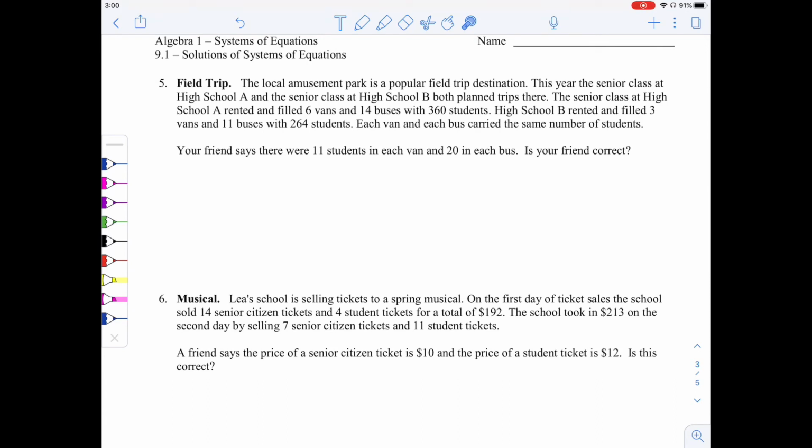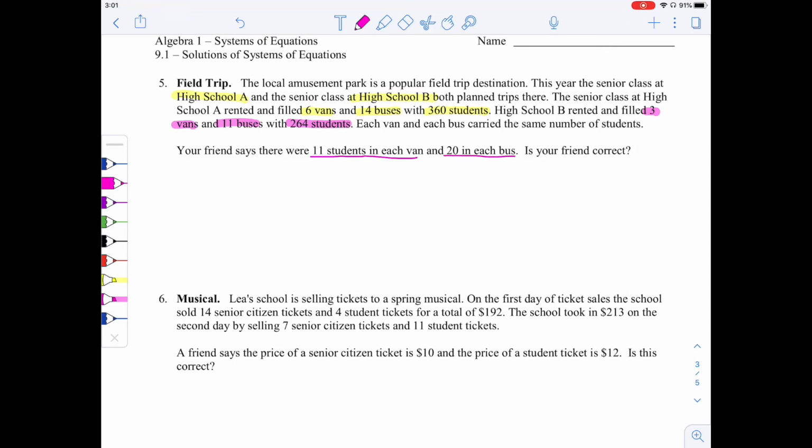Okay, let's try number 5. A local amusement park is a popular field trip destination. The senior class at high school A and the senior class at high school B both planned their trips there. Senior class at high school A rented and filled 6 vans, 14 buses, 360 students. School B, 3 vans, 11 buses, 264 students. Each van and bus can carry the same amount of students. Your friend says there are 11 students in each van and 20 in each bus. We're going to see if that's correct.